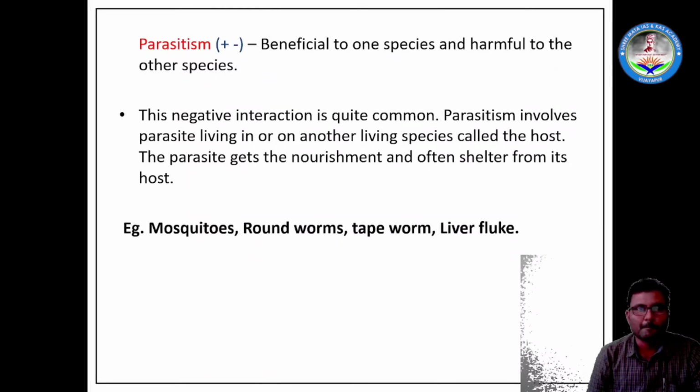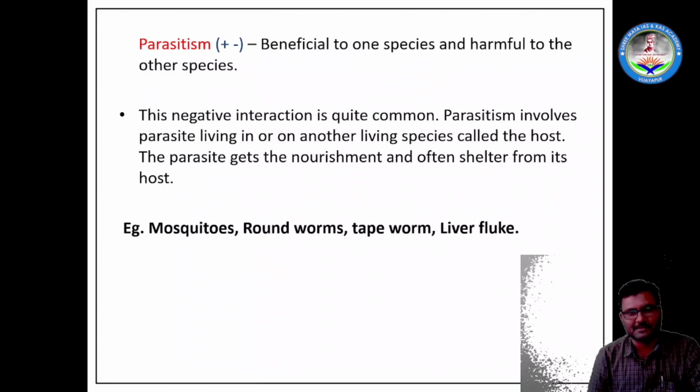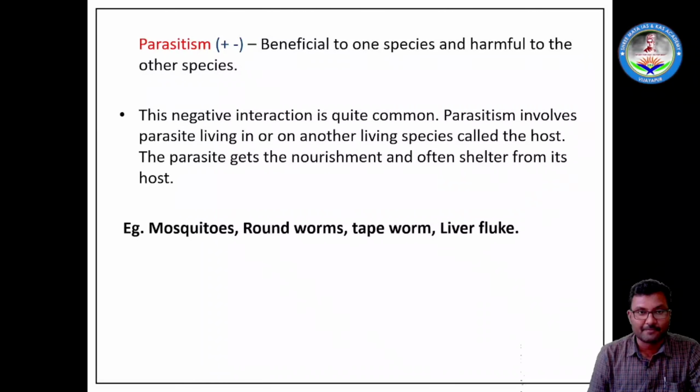Then parasitism, it is also the same as predation. Here one is benefiting, the other is being affected. But here, losing life is a rare chance, whereas in predation, the prey will lose its life. Here we get harmed by the parasites, beneficial to one species and harmful to the other species. This negative interaction, parasitism, is quite common. We'll tell you the examples.